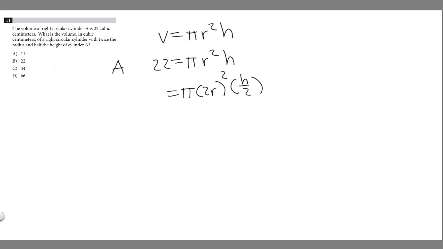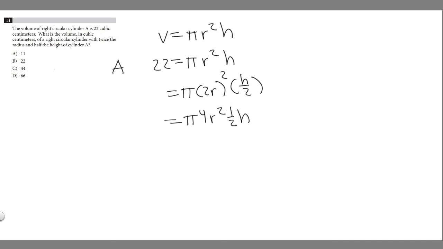And so based on this, let's simplify this, and then it's going to give us a clear picture as to the answer. So if we multiply this out, we're going to have pi, and then 2r squared. What we do is we square each term, so 2 squared is 4. And then r squared is just r squared. And then we're multiplying by h over 2. And so what you should realize here is this is just basically 1/2 times h.